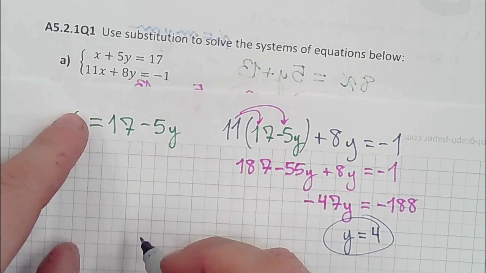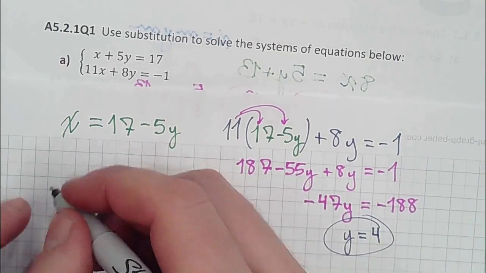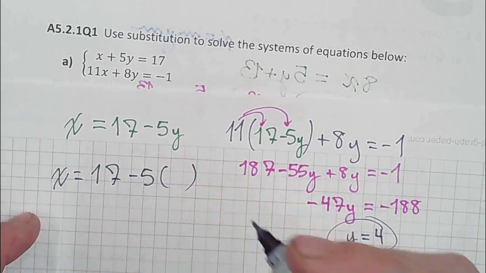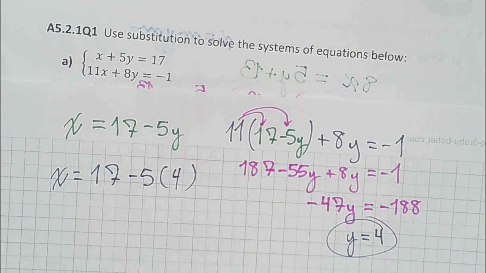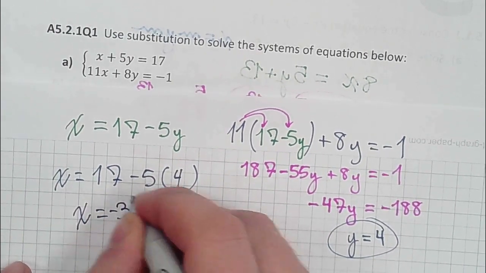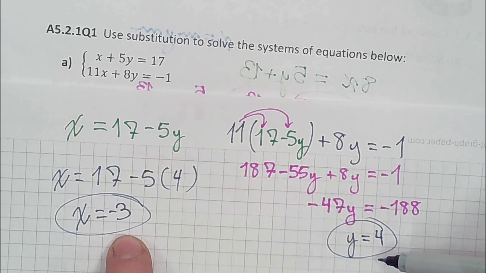Well, if we know x is equal to 17 minus 5y, and we know what y is, then we know that x is equal to 17 minus 5 times 4. Well, that's 20. 17 minus 20 is -3. So the winning combination that works for both patterns is when x is -3 and y is 4. And if we check that by plugging it in, you'll see that that's true.